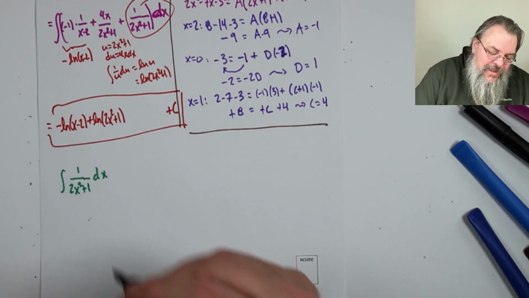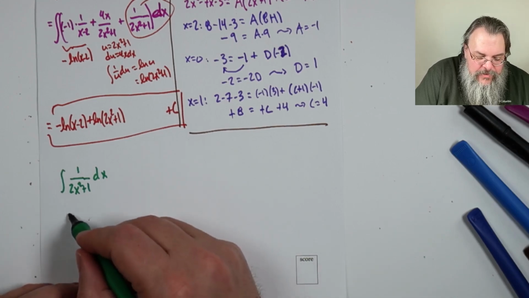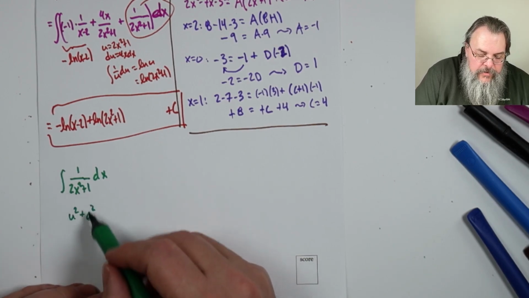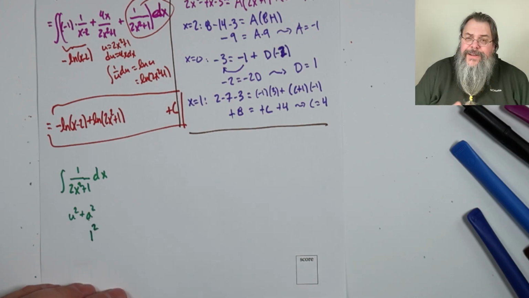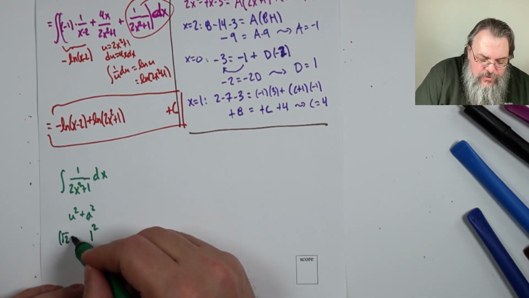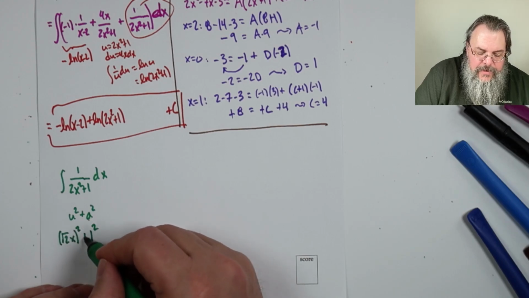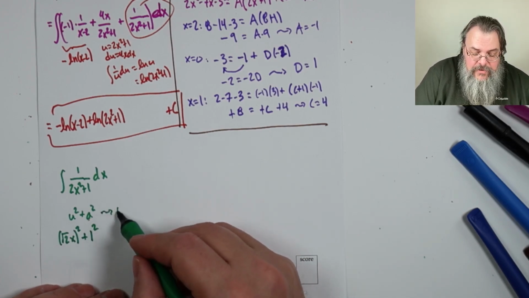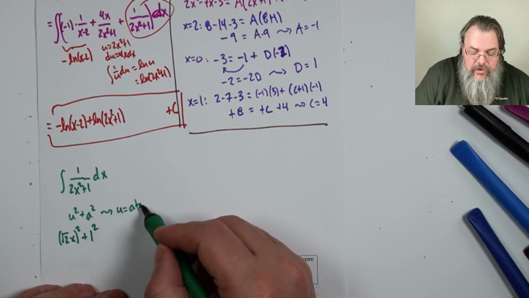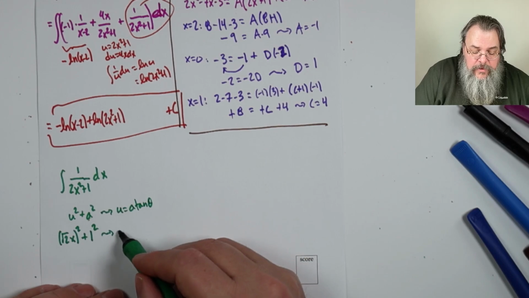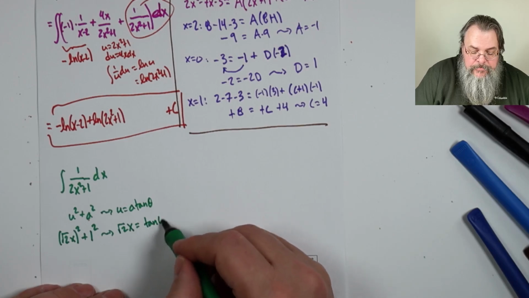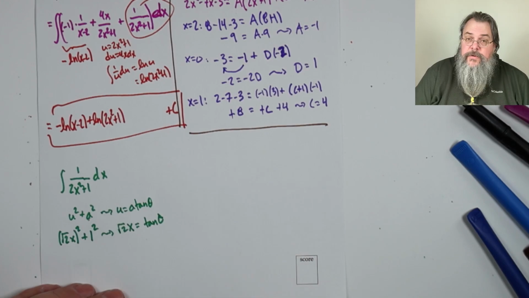All right, so let's think of this. We want to write this as u squared plus a squared. Well, the a squared, that's pretty easy. That's 1 squared. How do we write 2 times x squared as a square? Well, it's square root of 2x quantity squared. So there's a square root of 2 involved. So if our substitution is u equals a tangent theta, square root of 2x should be equal to tangent theta. A is 1, and u is square root of 2x.